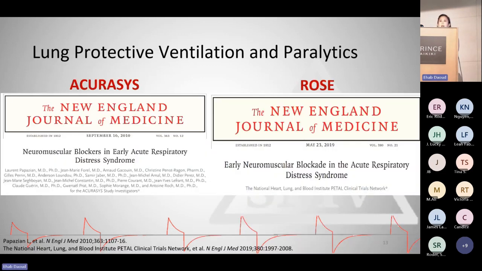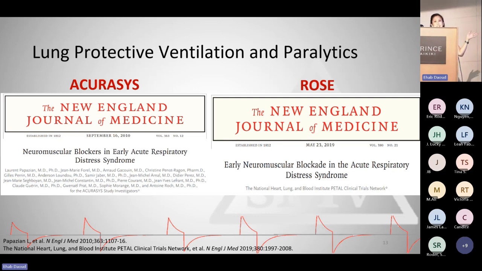Okay, now moving on to paralytics. I can't talk about paralytics without talking about lung protective ventilation. And by all means, I am not an expert on lung protective ventilation, but I do know the studies and they're related to the use of paralytics.